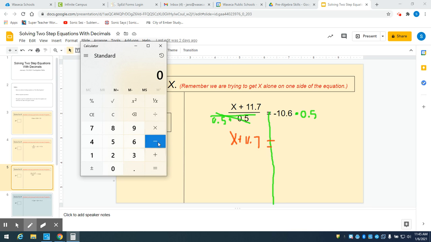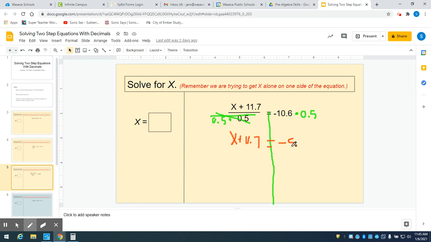Plug it into your calculators, negative 10.6 times 0.5 equals negative 5.3. So that's when you guys can use your calculators. And now our equation says x plus 11.7 equals negative 5.3.